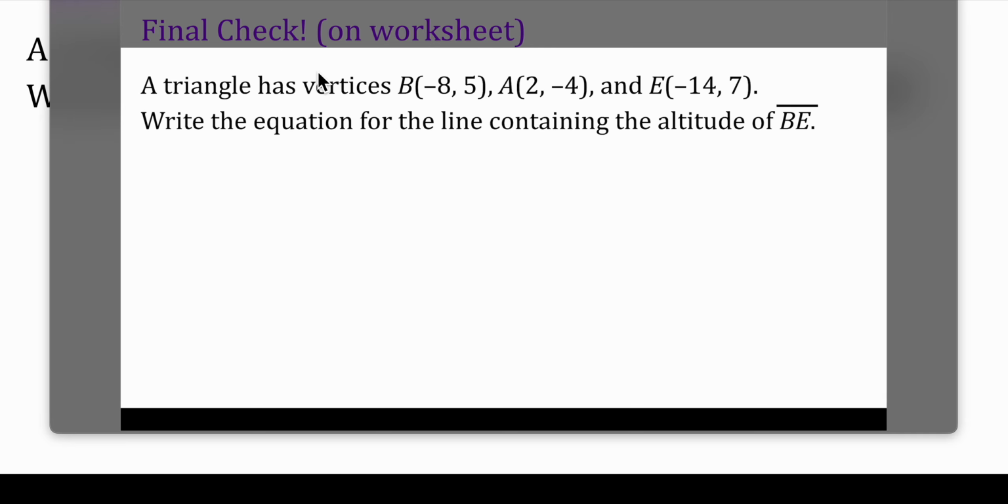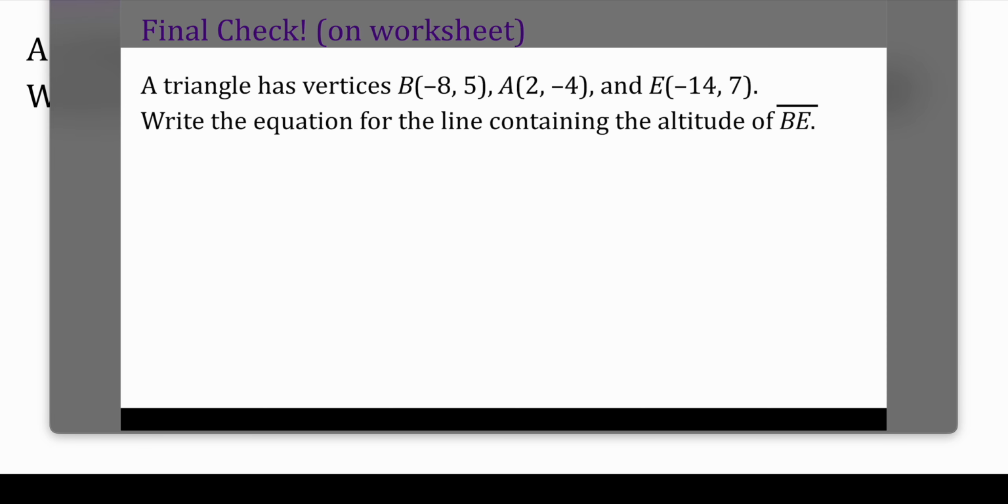A triangle has vertex B at (-8, 5), vertex A at (2, -4), and vertex E at (-14, 7). Write the equation for the line containing the altitude of BE.